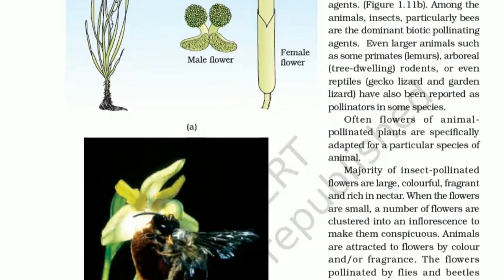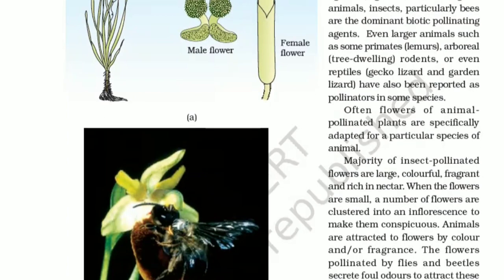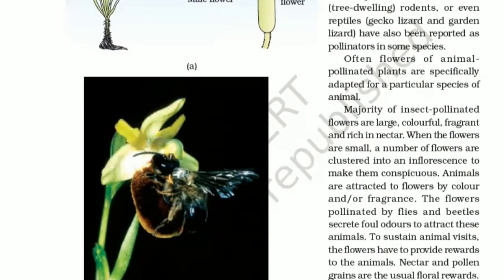Even larger animals such as some primates like lemur, arboreal, that is tree-dwelling rodents, or even reptiles like gecko lizard and garden lizard have also been reported as pollinators in some species. Often flowers of animal pollinated plants are specifically adapted for a particular species of animals.